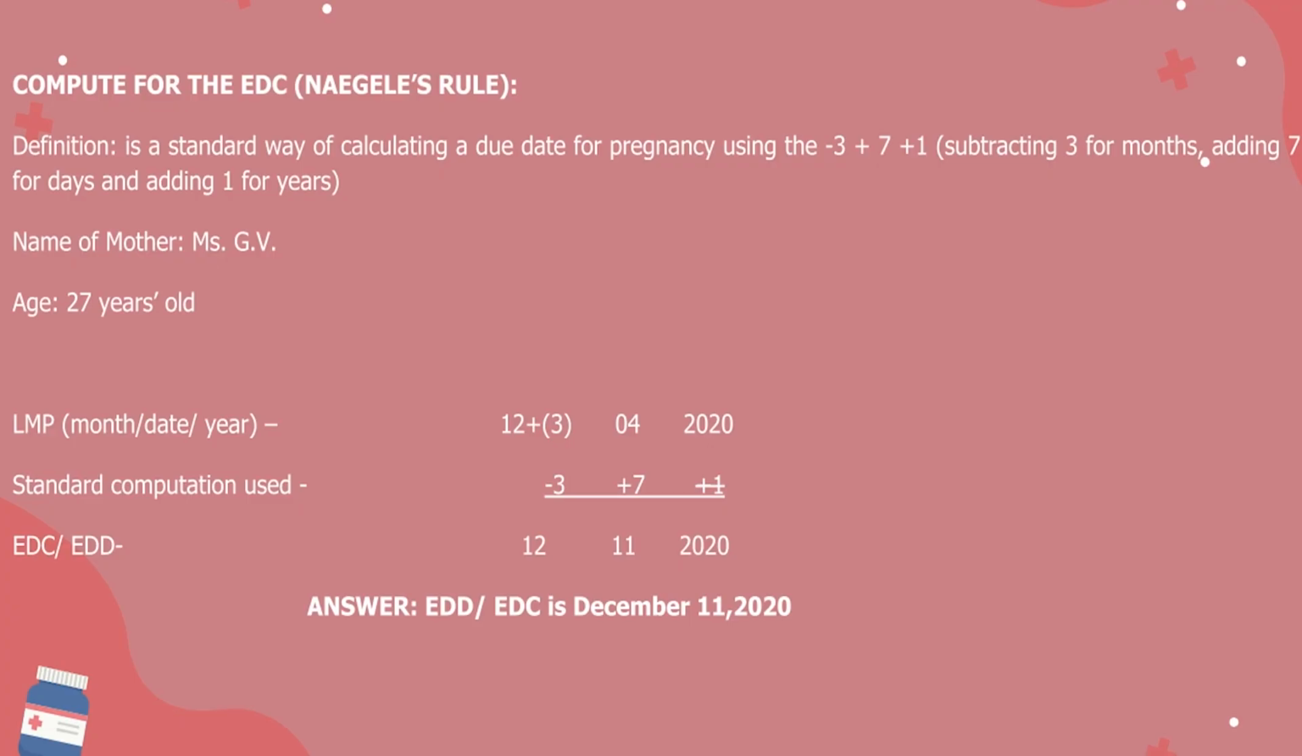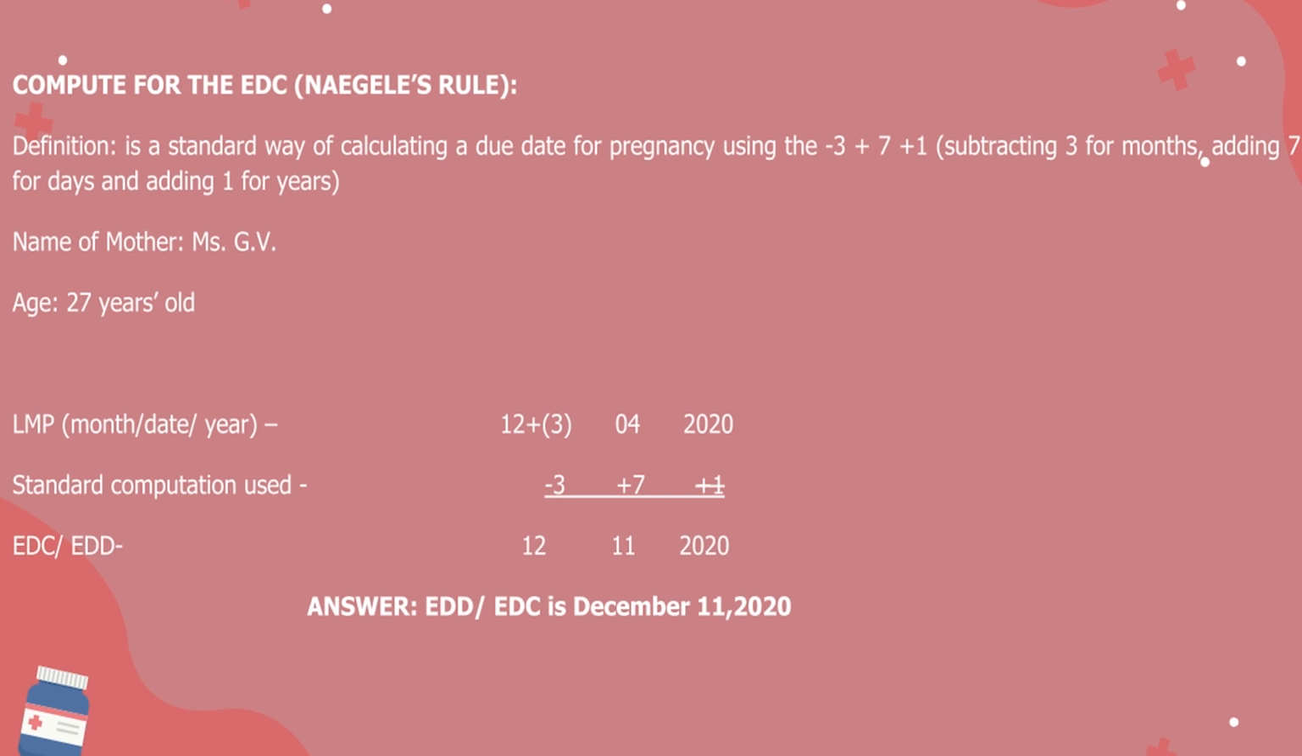So let's start to compute for the EDC or Nagele's rule. This is the standard way of computing pregnancy. We have to minus 3 months, add 7 days, and add a year. So for Miss GV, she's 27 years old and her LMP is at 3/04/2020. Therefore, you can see 3/04/2020 in the given. And the standard computation used is 371, as we know.